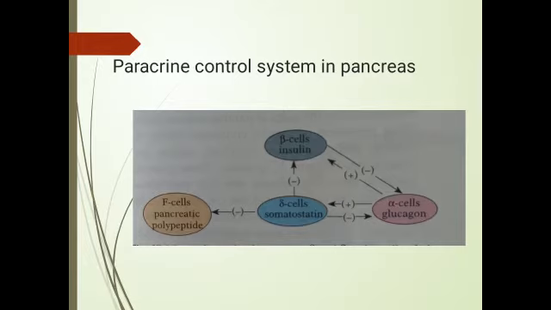There exists a paracrine control system in pancreas. That is, the insulin secreted by the beta cells will go and inhibit the secretion of glucagon by alpha cells. Whereas the glucagon secreted by the alpha cells will stimulate the secretion of insulin and somatostatin. But the somatostatin will inhibit the secretion of all the three pancreatic hormones, that is insulin, glucagon and pancreatic polypeptide.